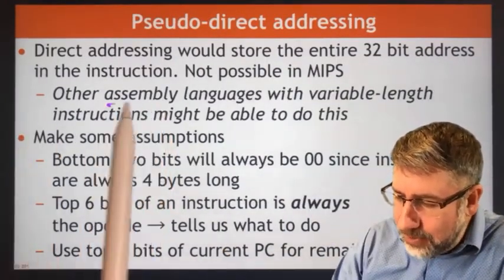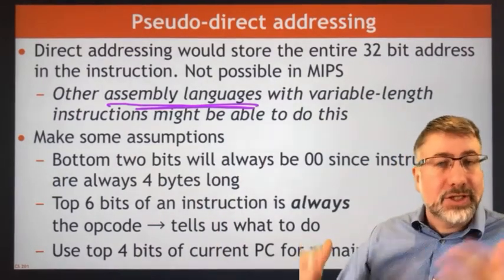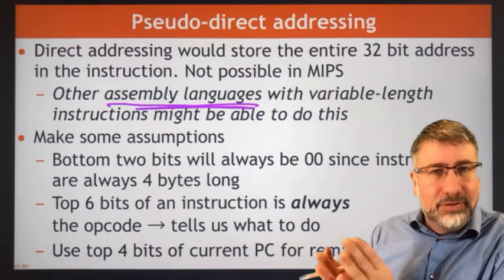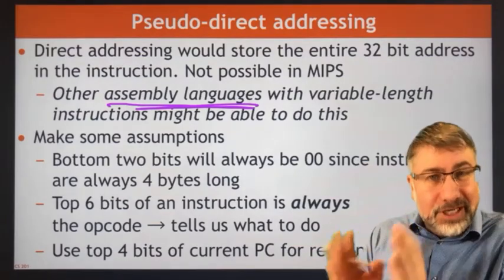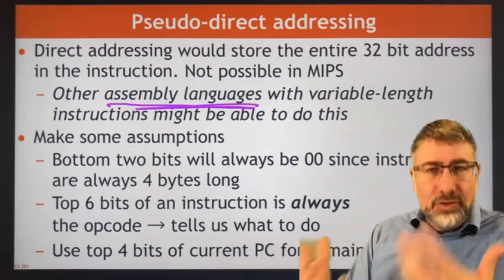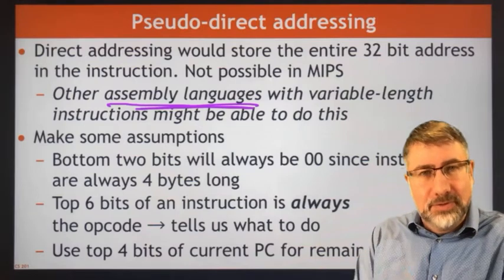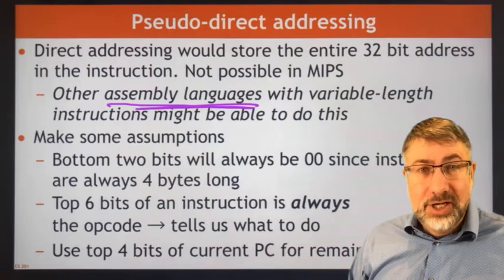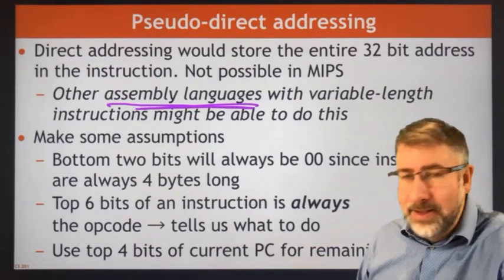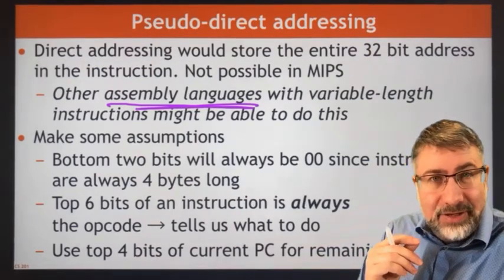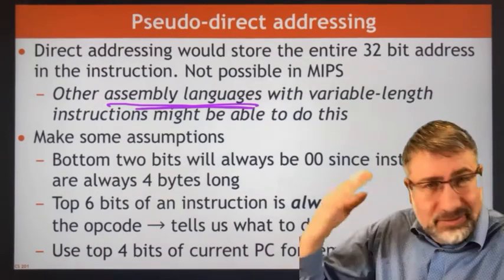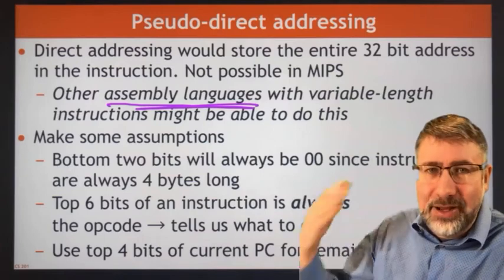Other assembly languages get around this problem by allowing instructions that are longer. Say a 6-bit opcode and then a complete 32-bit address. You could then use that to just dump those 32 bits into the program counter and go. MIPS doesn't allow variable length instructions, and so we have to do this special way. We have a 26-bit immediate value, and we have to build into that a 32-bit address.